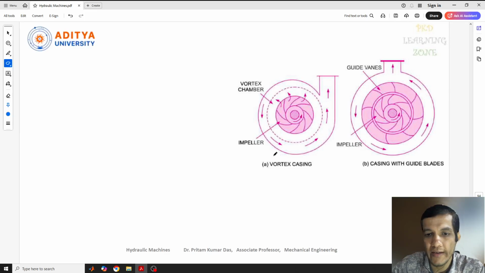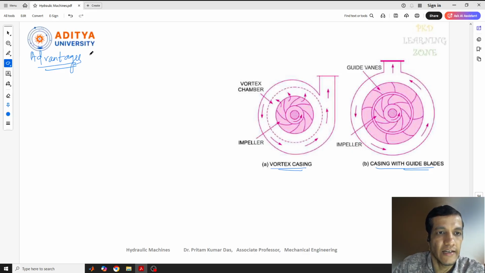These are the two different types of casing. One I told you, vortex casing, another one is casing with guide blades. Vortex casing we can see like this. This is the vortex chamber, the impeller will be there, and here the guide blades are fixed with the casing. So these are the types of casings. Next we will have a discussion about the advantages of this.